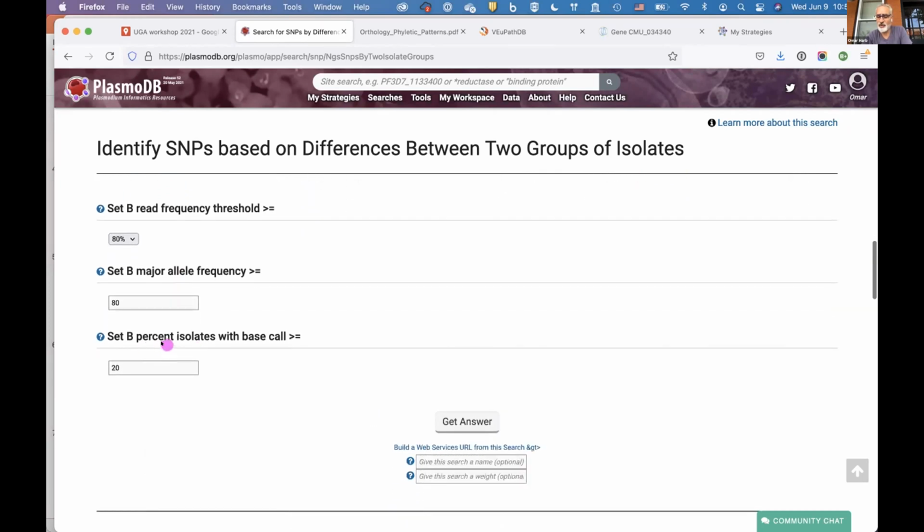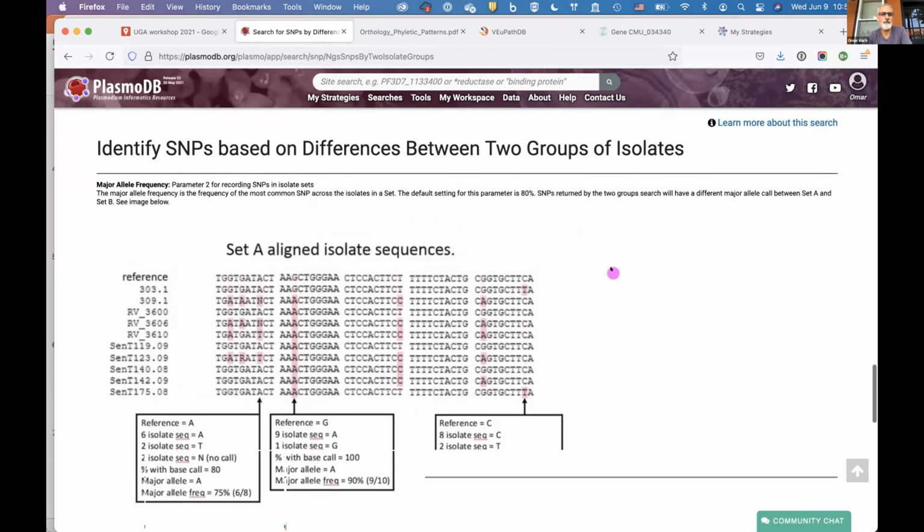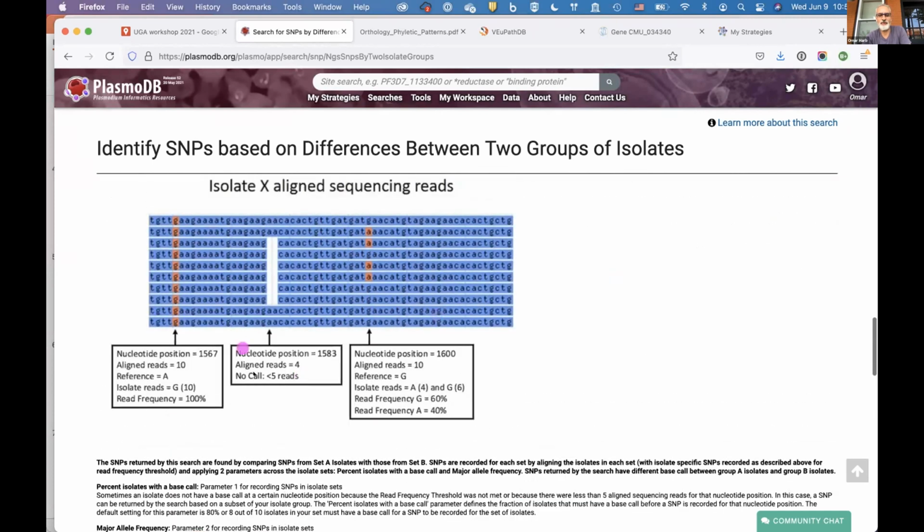The percent isolates with a base call. This is a metric that allows you to increase the stringency of your search. If you look all the way at the bottom here, for example, at this position, there is no sequence for many of the reads. Only 4 of the reads had sequence, the top 2 and the bottom 2. But for all of these, there was no sequence there. The sequencer could not call the nucleotide at this position, or the reads terminated here, and this is just a gap in the sequencing.